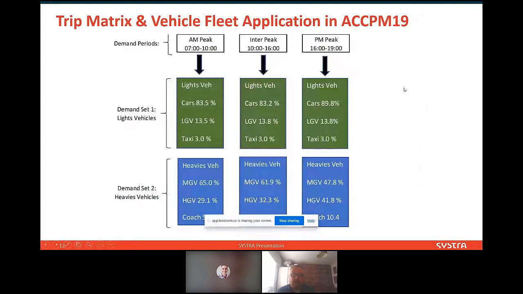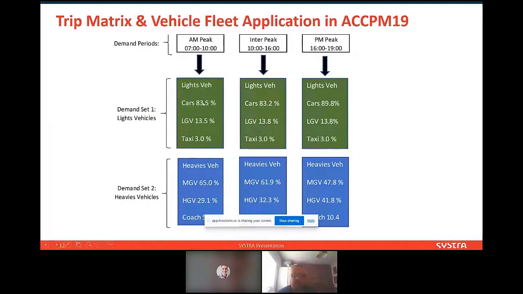So what do we do in terms of the demands within the model in order to model a low emission zone? What this image shows is how the base model, the Paramics base model, was constructed. Quite a standard approach of 3 peaks, AM peak, interpeak, and PM peak, effectively a 12-hour period. Within that, we had 2 demand sets, a lights and a heavies demand set, all very standard approach to developing a model.